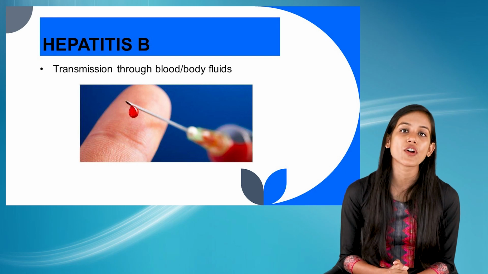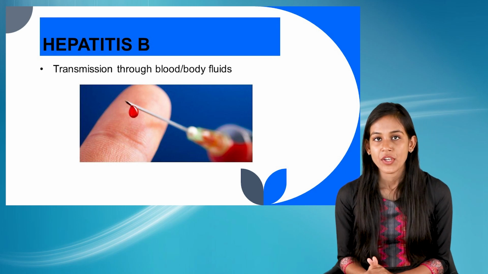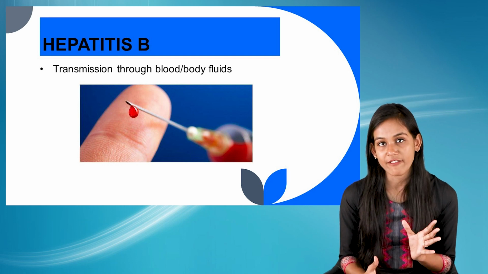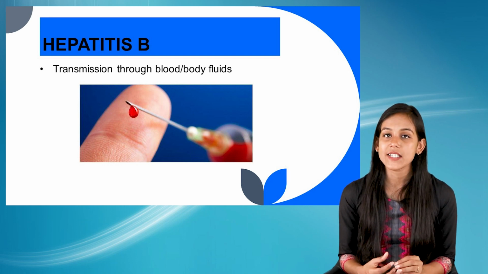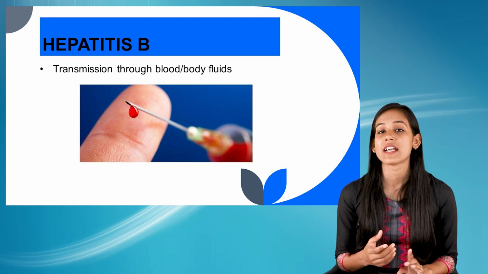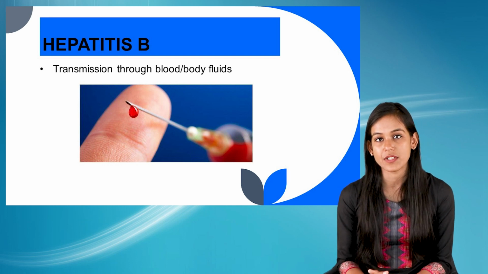Now next, let us move on to hepatitis B. Hepatitis B is actually a DNA virus, right? And this virus is transmitted through blood or body fluids and through sexual intercourse, right? So we are saying that it transmits through blood and body fluids.